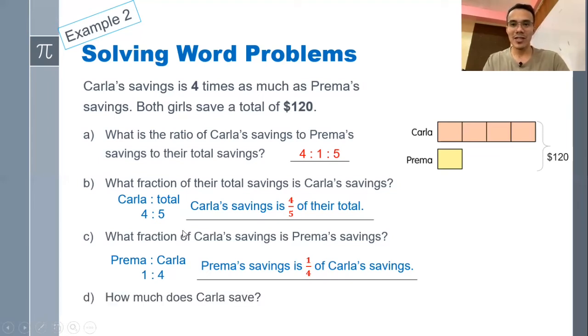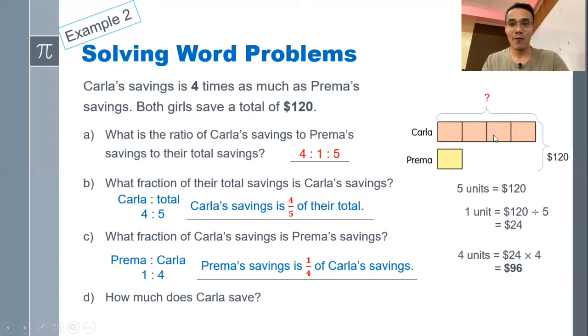Let's have letter D. How much does Carla save? To answer question letter D, we have to go back to the model. We are looking for the amount of money Carla saves. Therefore, this one should be a question mark. Based on the model, 5 units is $120, which means that 1 unit is $120 divided by 5. And 120 divided by 5 is 24. 1 unit is $24.